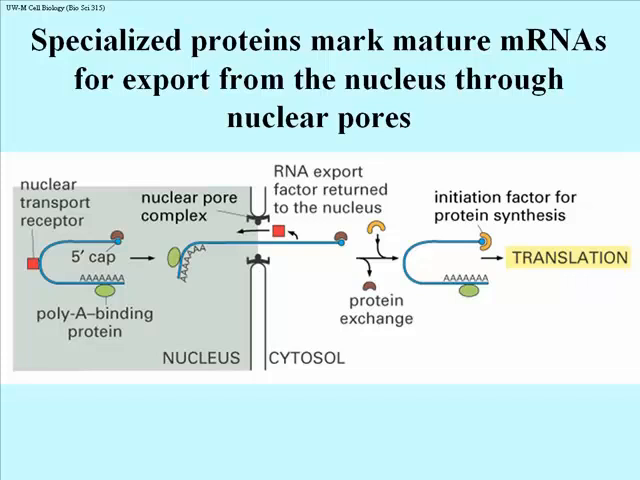Once the mRNA is out, the export factor comes off and can return to the nucleus, while a translation initiation factor displaces the cap binding protein. The cap binding protein probably goes back into the nucleus to be recycled as well, although that's not shown here. A poly A binding protein, the green oval in this slide, binds to the 3' end of the message while it's in the nucleus, and then remains bound in the cytoplasm.